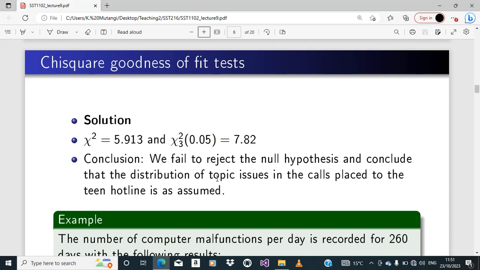The solution here is as follows. If you sum the observed minus Ei squared over Ei, you'll get 5.913 as your test statistic. I'm sure this slide was meant for the student to do and verify that they'll get the 5.913 there. We have 4 classes, and hence we have 3 degrees of freedom. So we have chi-squared 3 there as 7.82. As you can see, that 5.9 is smaller than 7.82. We fail to reject the null hypothesis and conclude that the distribution of topic issues in the calls placed to the teen hotline is as assumed.